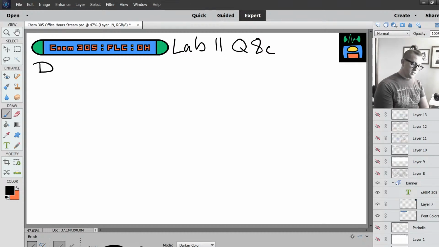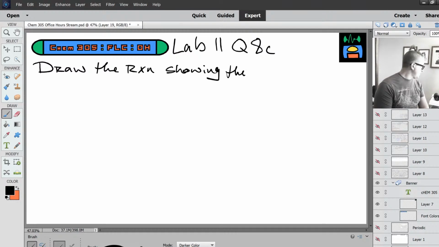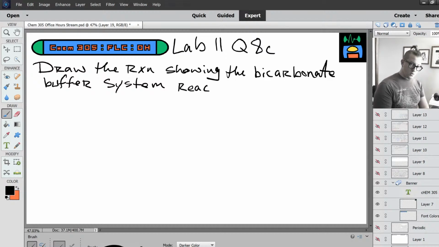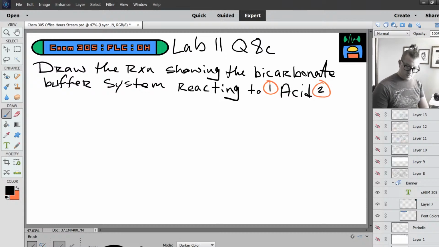They ask us to draw the reaction showing the bicarbonate buffer system reacting to number 1, acid, and number 2, base.